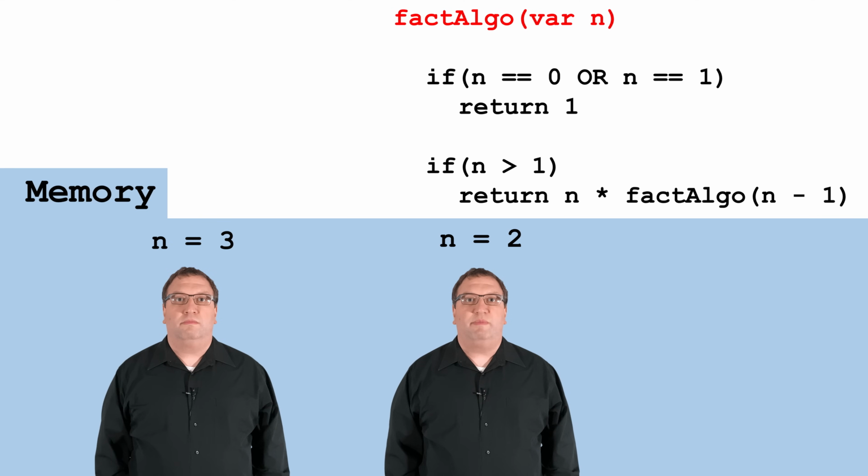Let's see what they gave me for n. N equals 2. Well, 2 isn't equal to 0 and isn't equal to 1, so I can move on. However, 2 is greater than 1, so I'll execute the indented line of code. I'm going to multiply 2 times whatever 1 factorial is. To figure out 1 factorial, I'll call factalgo again.